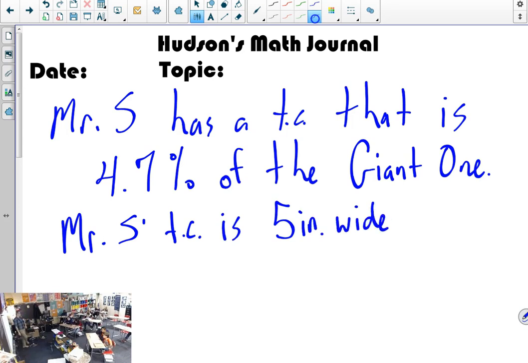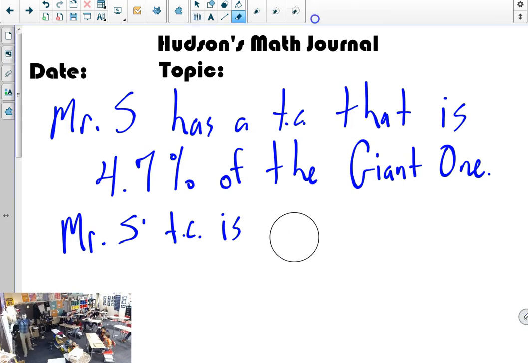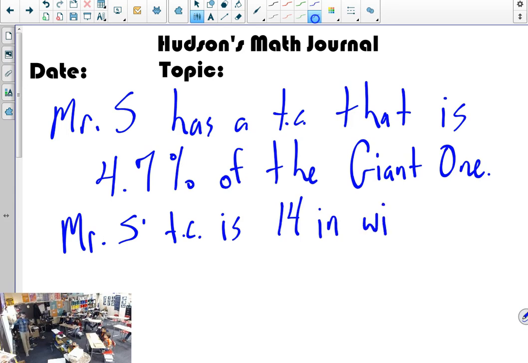This isn't going to come out right, probably. I would need to change that percentage. Actually, let's just make Mr. Stockdale's Tesla coil bigger. It was probably 14 inches wide. Sorry.